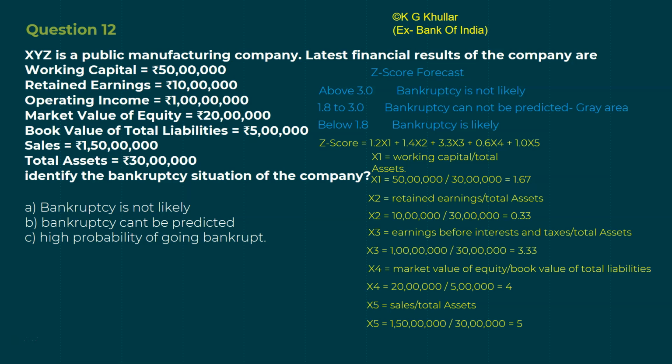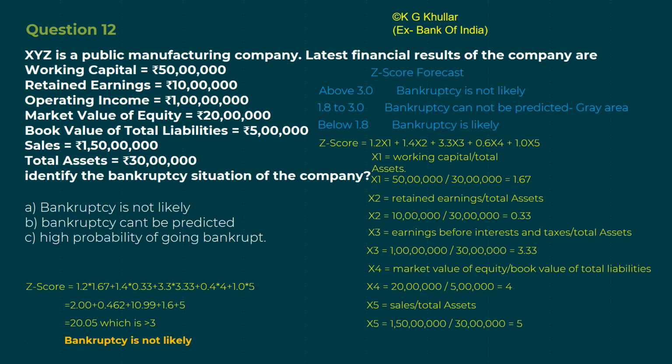Now let's put all these values in the equation for Z-score. So we get 1.2 multiplied by 1.67 plus 1.4 multiplied by 0.33 plus 3.3 multiplied by 3.33 plus 0.6 multiplied by 4 plus 1 multiplied by 5, which gives 20.05, which is greater than 3. As you can see, the value of Z-score is greater than 3 in this case. Thus we can say that bankruptcy is not likely. So for this question, the correct option is option A.